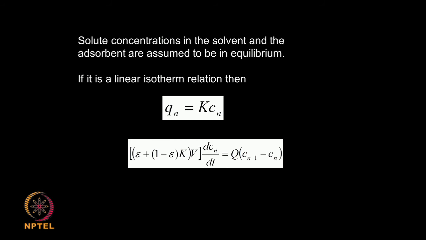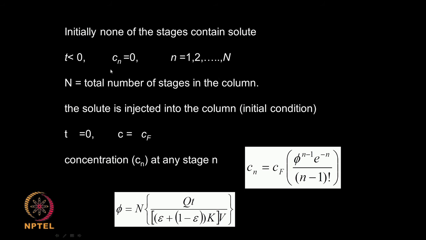That means Q1 equals Kc1, Q2 equals Kc2 and so on. Initially, at time less than 0, there is no solute inside the chromatographic column, so it will all be 0. Only at time equal to 0 are you injecting some Cf. When you do that, it is easy to solve, let us not go into it, you will end up with an equation of this form.